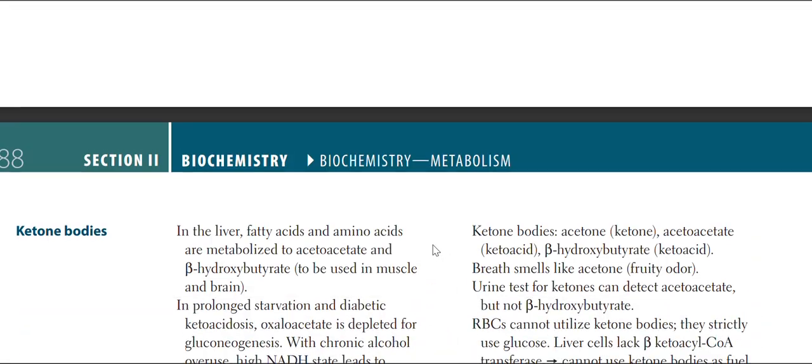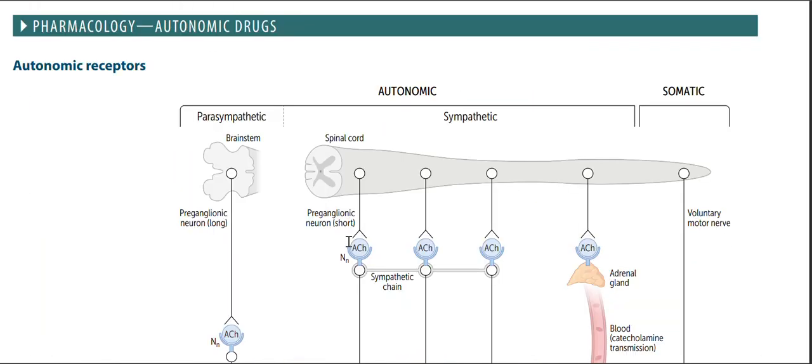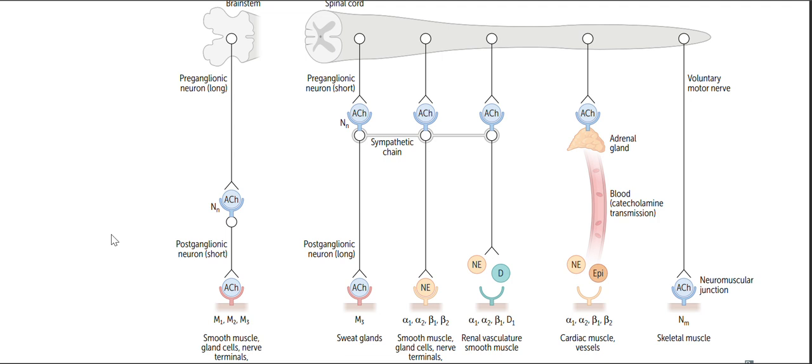Okay. After that, let's go to the autonomic receptors. A couple of things we need to remember. There's three major types of receptors. You have the muscarinic receptors, the nicotinic receptors, and then the adrenergic receptors. And they all perform differently. There's multiple subtypes, but these are the three types of receptors.